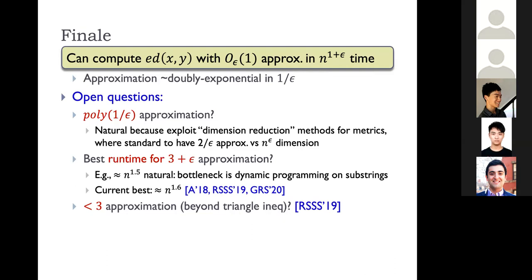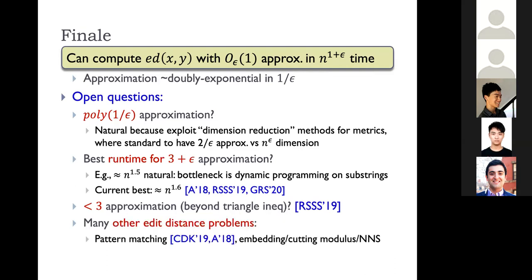Of course, a natural question: can we get less than 3 approximation? That in some sense would mean going beyond using the triangle inequality. There is a result that shows that you can get less than 3 approximation, but in the case when edit distance is very close to n, something like 0.2n, then you can actually get a little bit less than 3 approximation.